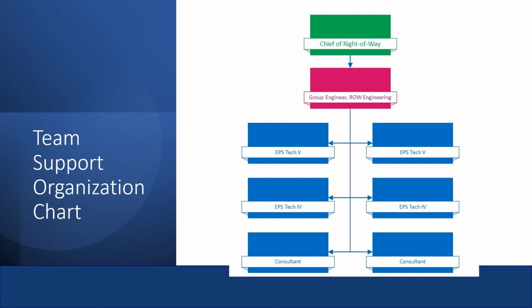The team support section is headed by the Chief of Right-of-Way, with the group engineer in charge of right-of-way engineering. There are 4 EPS techs and 2 consultants that perform the duties of the section.